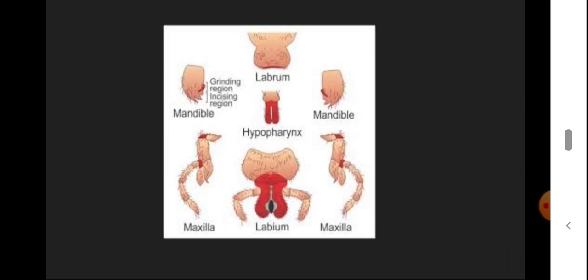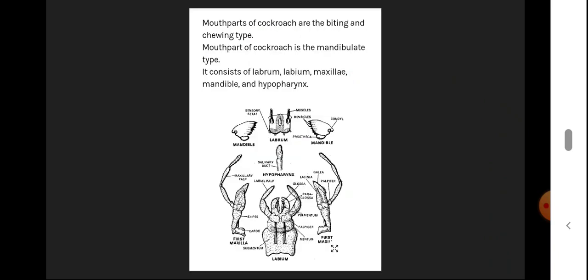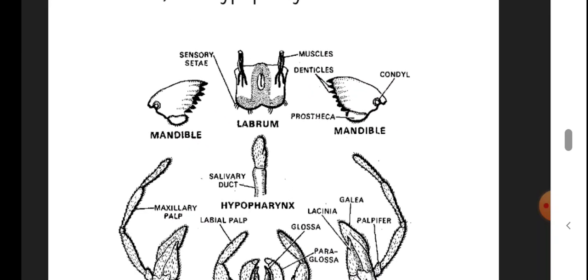You have to write the names of the different mouth parts and then keep it on the slide neatly and display. And also if in the question it is asked like sketch and label, you have to sketch and label also. So mouth parts of the cockroach are of the biting and chewing type. You know, there are different types of mouth parts in insects, and in cockroach it is biting and chewing type. It is also known as the mandibulate type, and it consists of labrum, labium, maxilla, mandible and hypopharynx. These are the different parts.